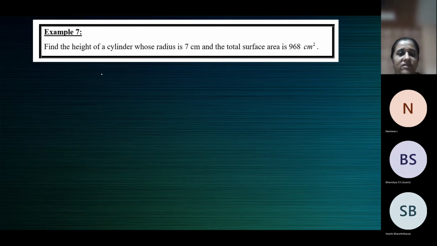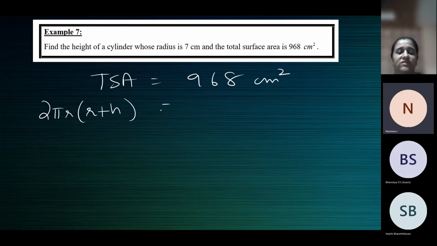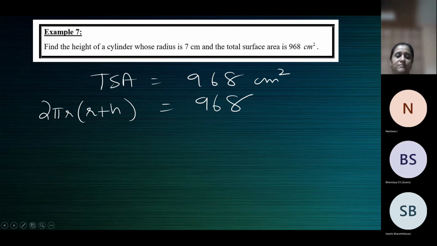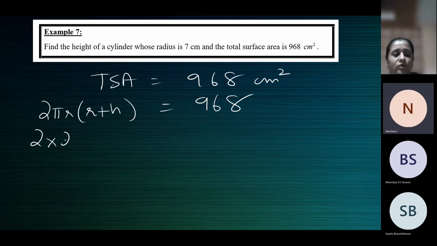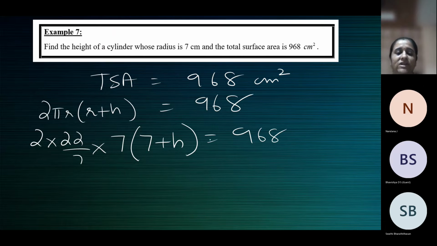How do we work this? First, write TSA is equal to 968 centimeters square. Now, what's the formula to find the TSA? 2 pi R into R plus H is equal to 968. Is this correct? Yes, ma'am. Now, 2 into 22 by 7 into R, what is R? 7, into 7 plus H. H we don't know, we have to find H, is equal to 968. Now you'll have to simply solve this equation and find the value of H. See, 7 and 7 cancel. So like that, solve this equation and find the value of H.